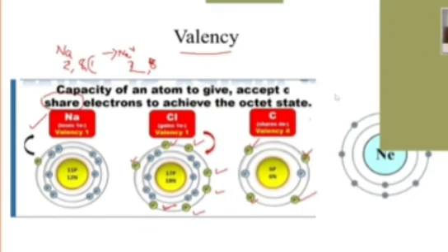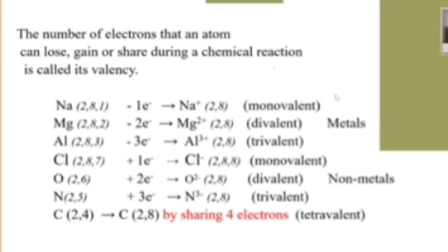So, I hope you all understood what valency is. Valency is the capacity of an atom to give, accept or share electrons to achieve stability. Hope you all understood this class. We will continue the balance portion in the next class.